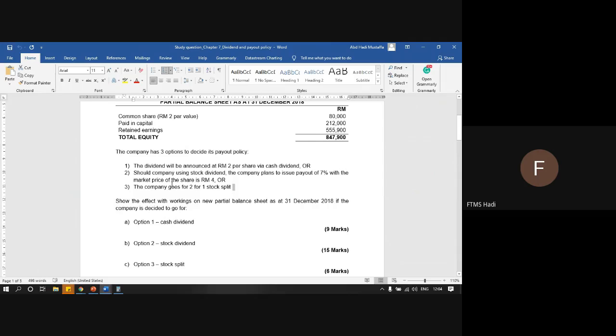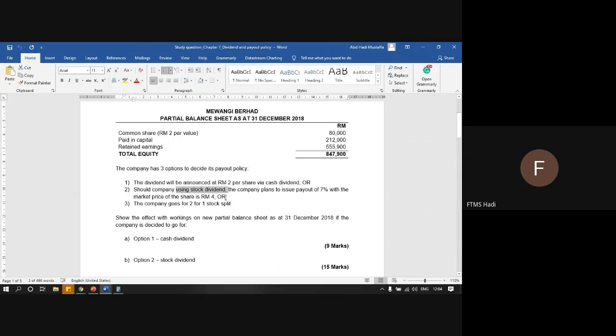So in the case of stock dividend, there will be affecting everything, which is common share will be increased, paid in capital will be increased, however, retained earnings will be reduced. Okay, so you will expect that the increment of this from 80,000 to something else, and then 555,900 will reduce to somewhere else, but this amount will be maintained. Yeah, because they are shifting one amount to another amount.